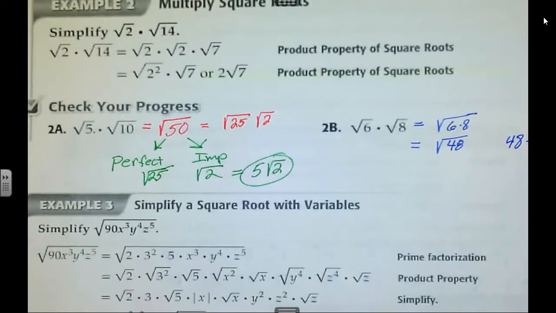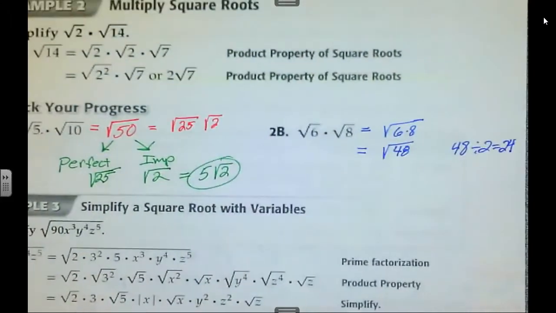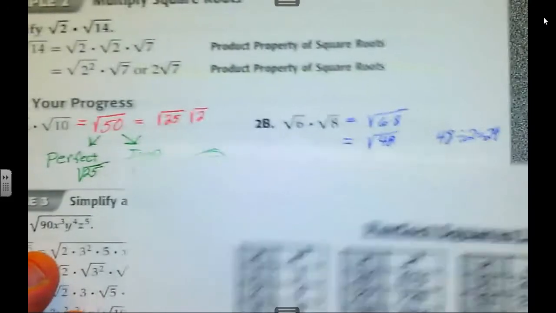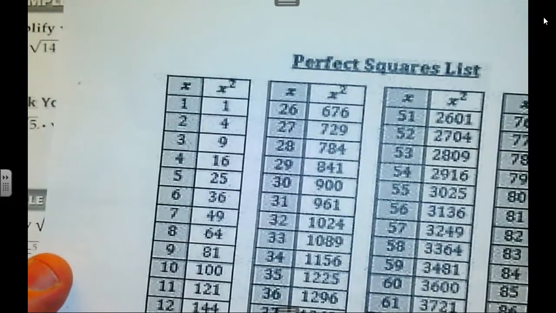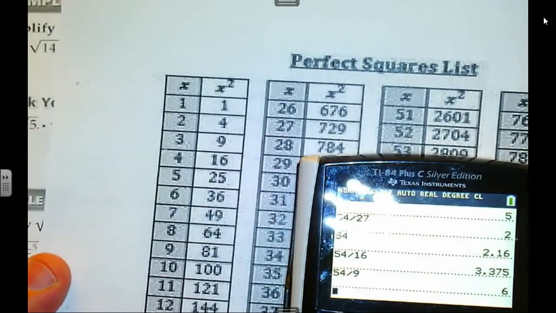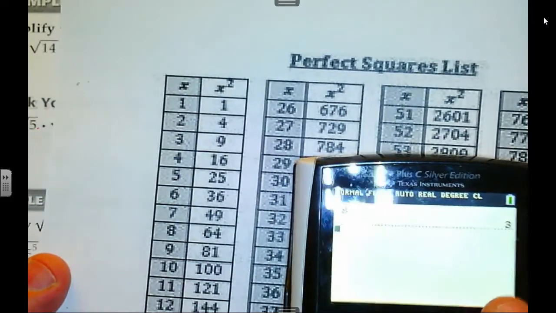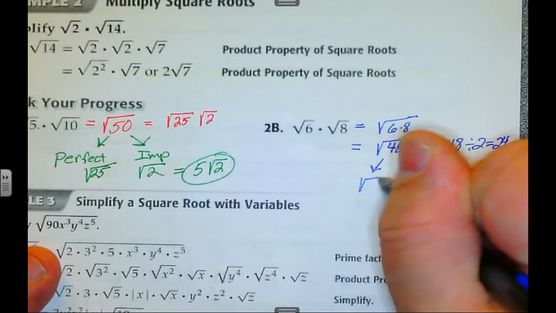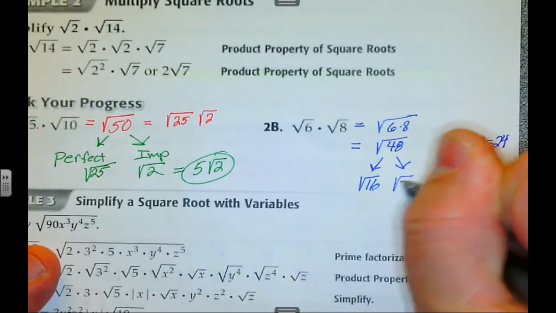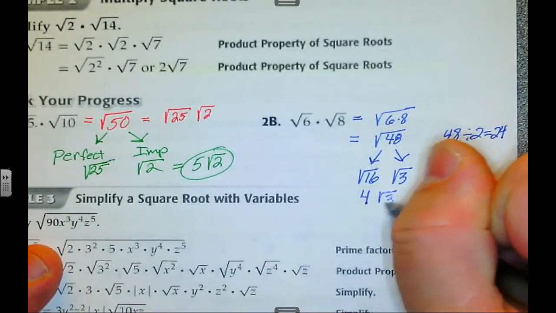Okay, half of 48. 48 divided by 2 gives me 24. I'm going to start there. The highest perfect square less than 24 is 16. So I'm going to take 48, and divide it by 16, and I get 3. Look at that. Right off the bat, I get a perfect square. 16 times 3. And the square root of 16 is 4, square root of 3, undone.